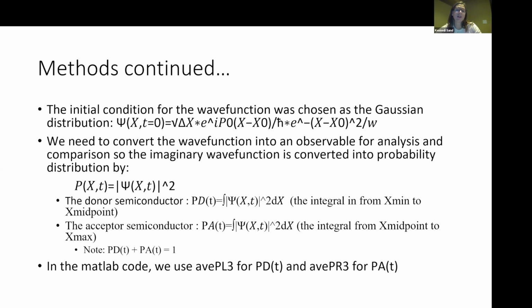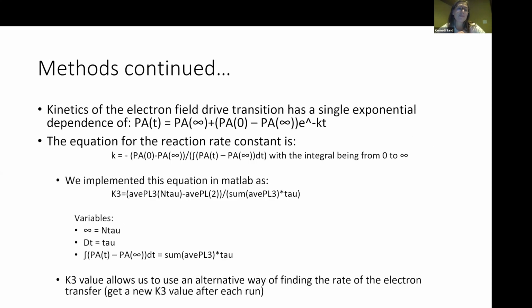We'll note here that if you add the donor semiconductor with the acceptor semiconductor, it will be equal to 1. And then to convert this into MATLAB code, we use the variables AVE-PL3 for P sub D of t and AVE-PR3 for P sub A of t.